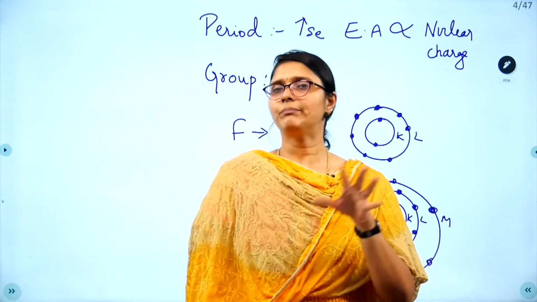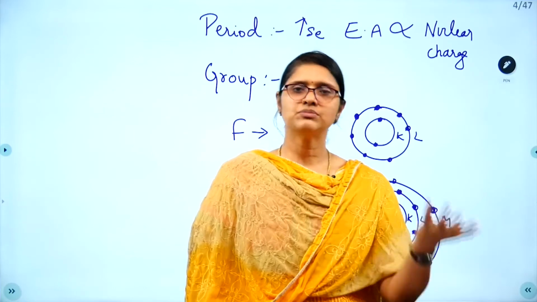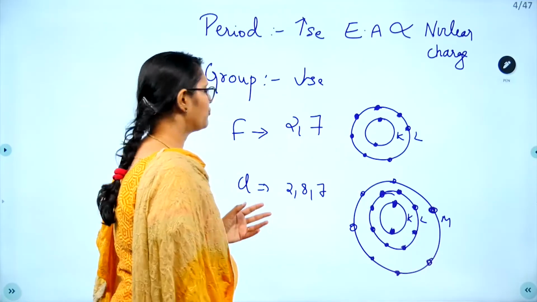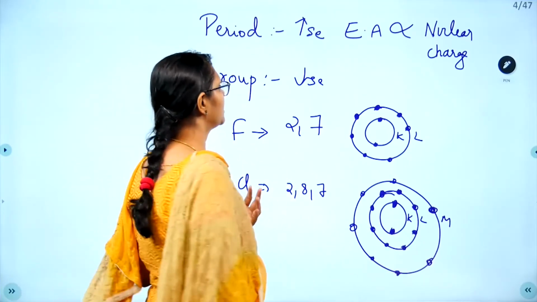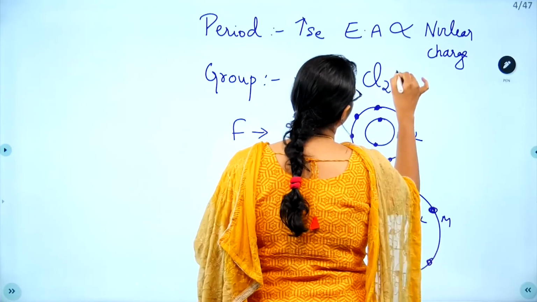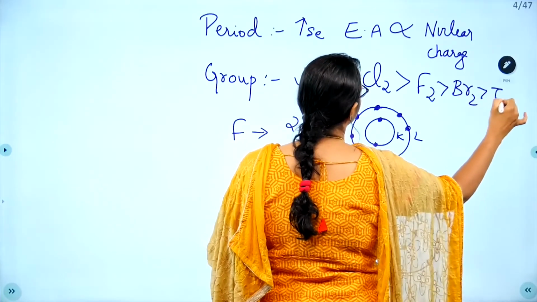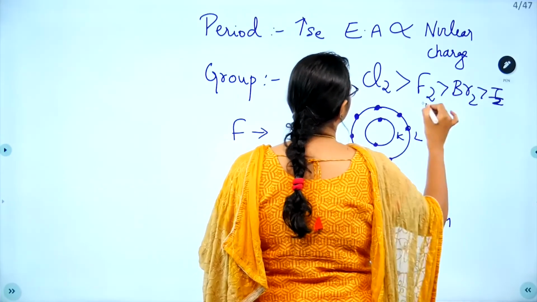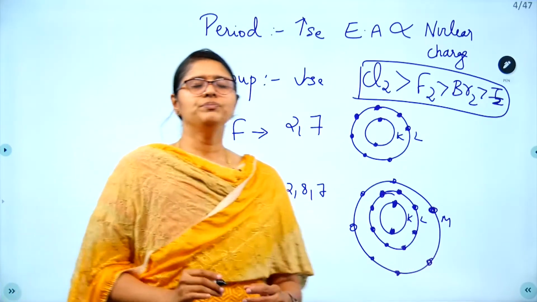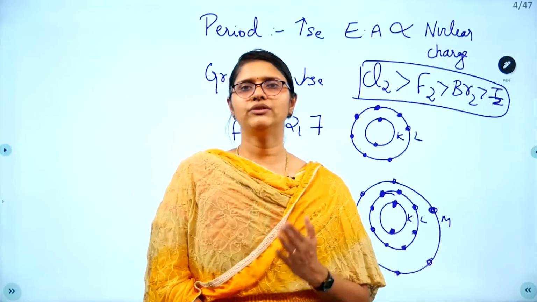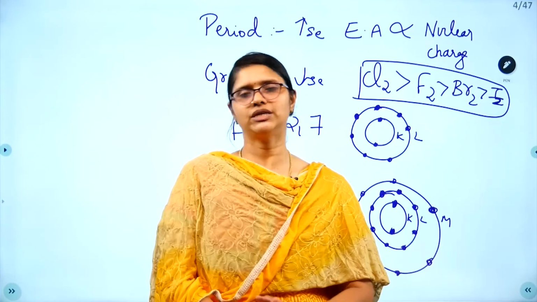Whereas chlorine, compared to fluorine, is bigger, so it readily accepts electrons and releases more energy. So electron gain enthalpy for chlorine is more than that of fluorine. So the electron affinity order for Cl2, F2, Br2, I2 will be chlorine, fluorine, bromine, iodine. I hope you understood why it is not fluorine but chlorine.